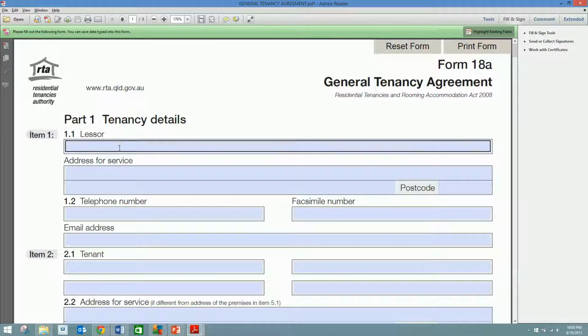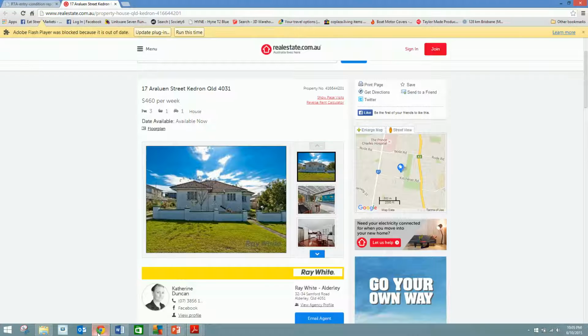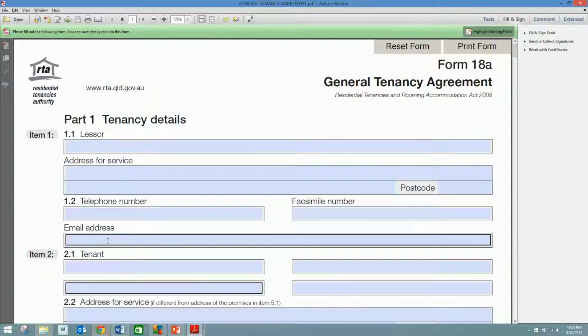Okay, so we're going to go through and fill this out. Now you can fill it out in the form that's in part of your booklet. Okay, so you fill it out as I fill it out on the video. And remember that we're using the property from Kedron as the example.